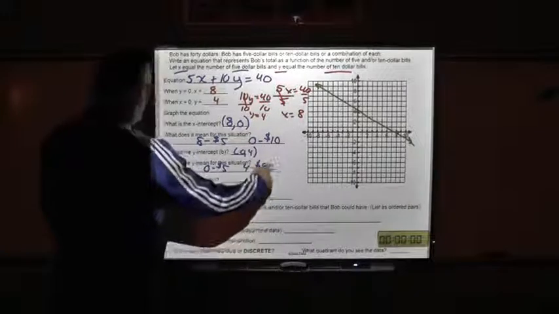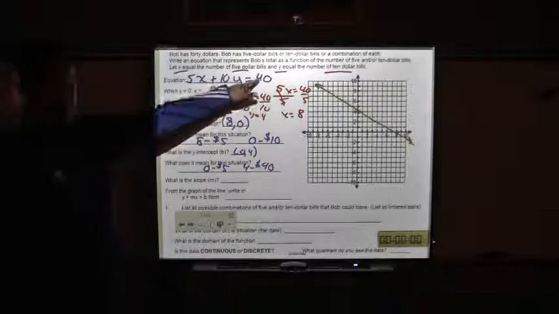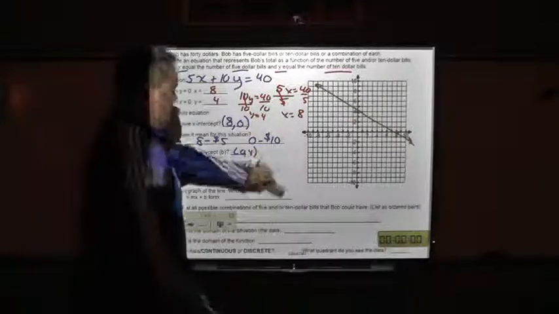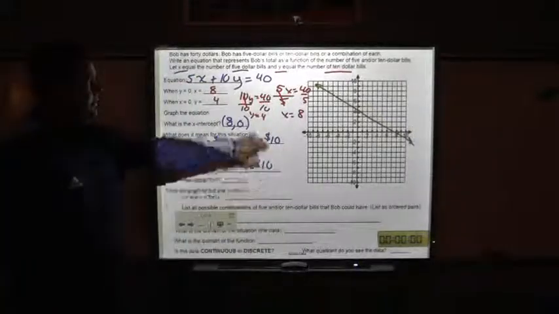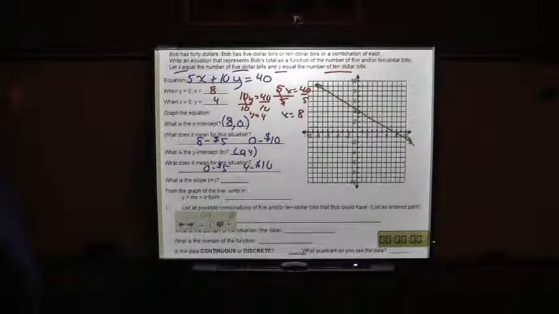Well, I want you to think about that when you look at it. If I have 8 $5 bills, how much money do I have? $40. If I have 4 $10 bills, that's supposed to be a 10. My bad, guys. If I have 4 $10 bills, well, that adds up to 40. So it makes sense for the situation.